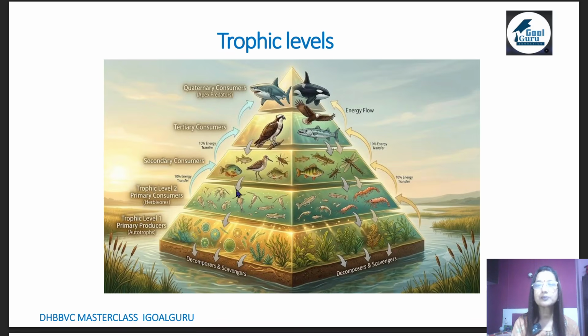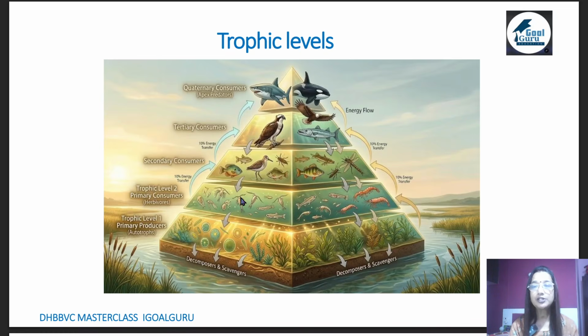Just check out. Okay. See, first come the producers, right? Now, the producers can be the plants, they can be the algae, or they can be the phytoplankton, right? What is the fundamental work? They capture the solar energy. With the help of the producers, the solar energy enters the ecosystem. Okay, so this is trophic level 1.